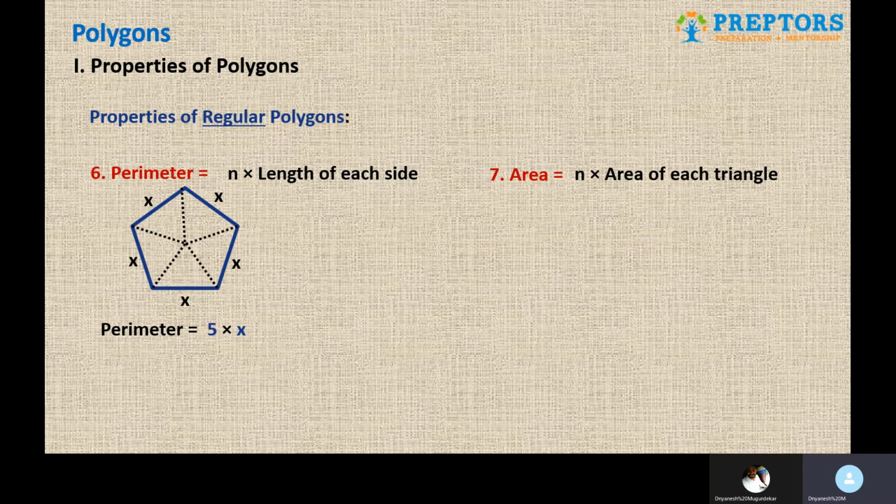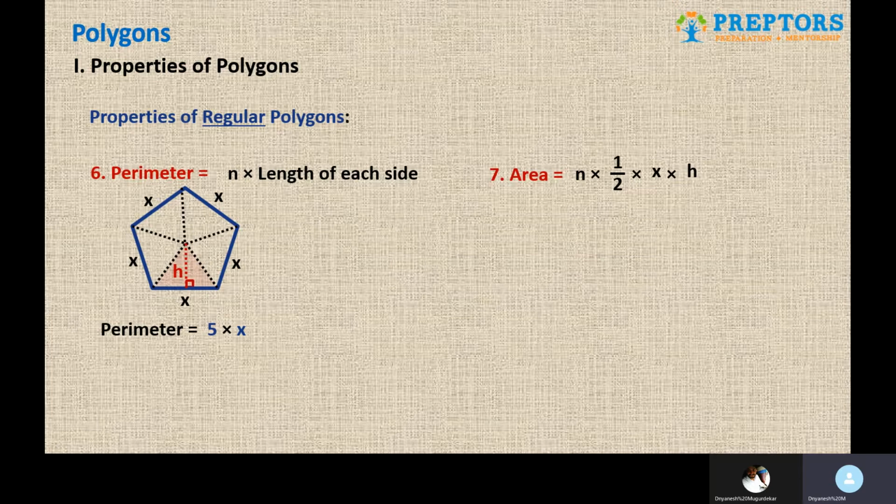So the area of each triangle, the basic formula, is half into base into height. Suppose we consider the base triangle which is highlighted. The base is x. Let's draw the height which is h. So the area of that triangle becomes half into x into h.